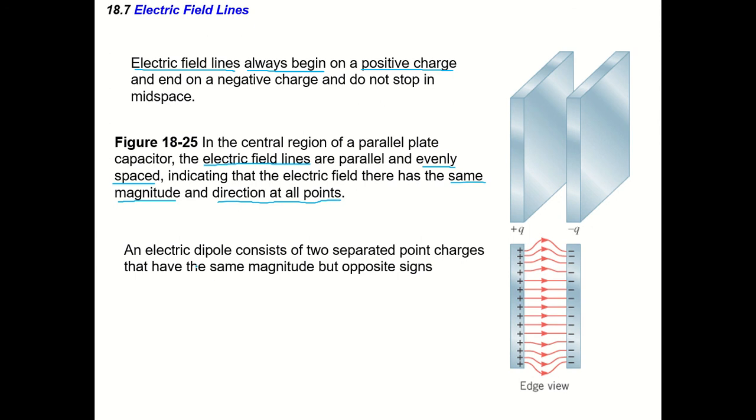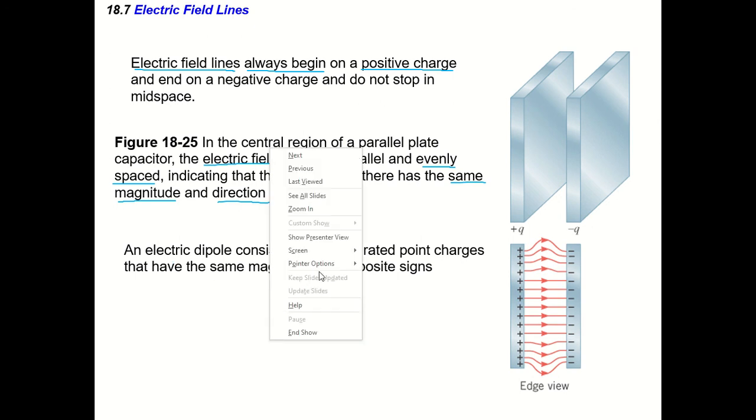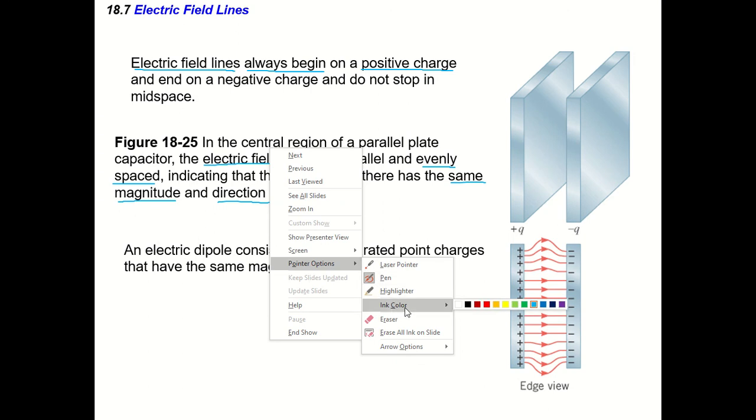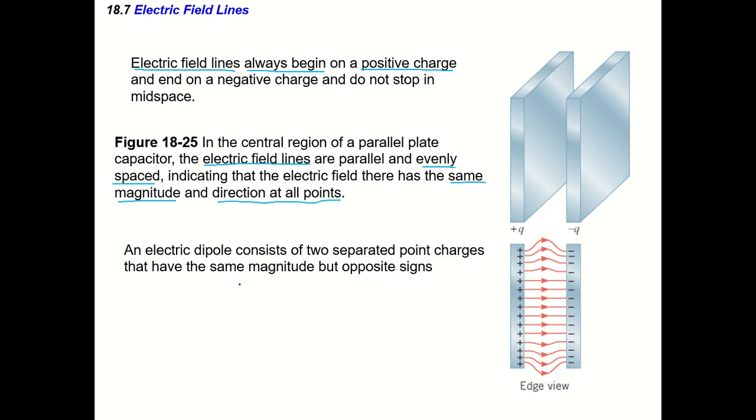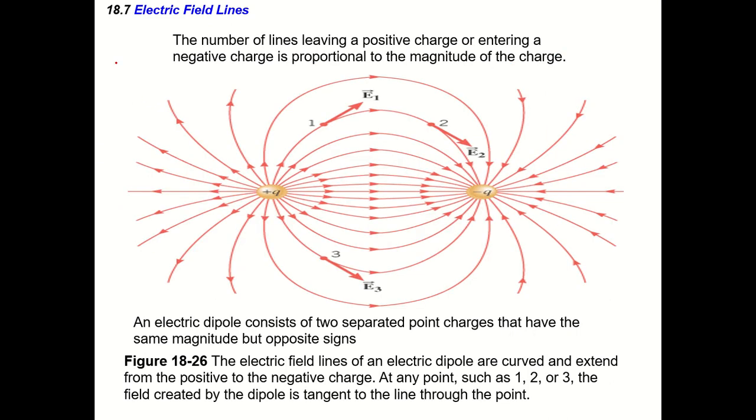An electric dipole consists of two separated point charges that have the same magnitude but opposite signs. So same magnitude but opposite signs. Okay, so that's an electric dipole. So you can see it here.